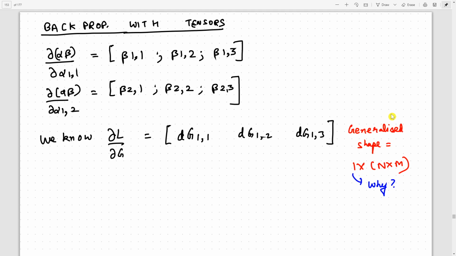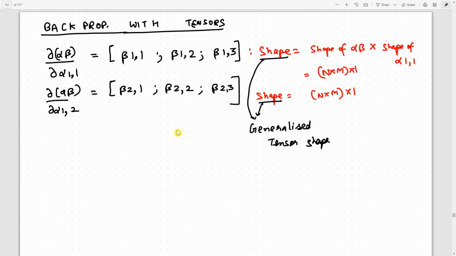Okay, so we already know del L by del G. That's what we started the whole discussion with. We know this term and we want to calculate del L by del alpha and del L by del beta. Del L by del G would be of what shape? L is a scalar, so 1 cross the shape of G, so 1 cross n cross m, since G is n cross m dimensional. Again, we trivialize this: n was 1 and m was 3.